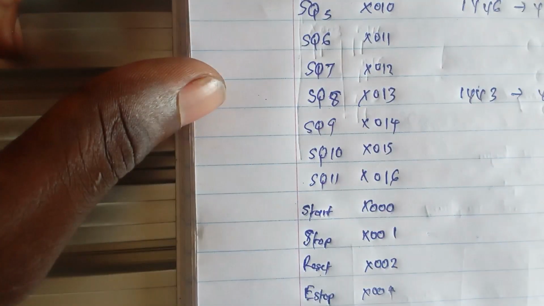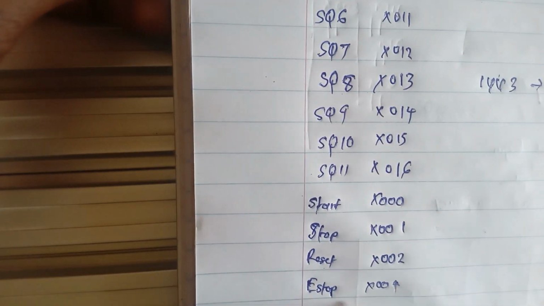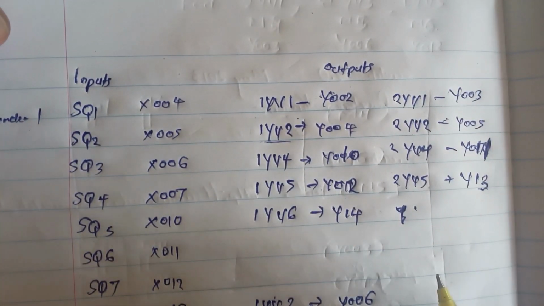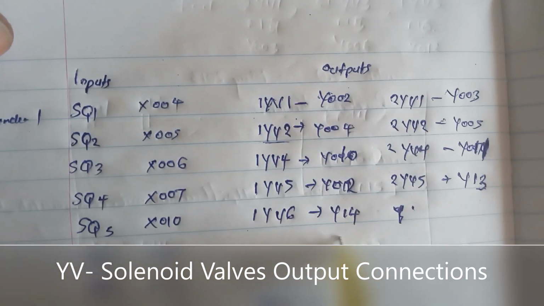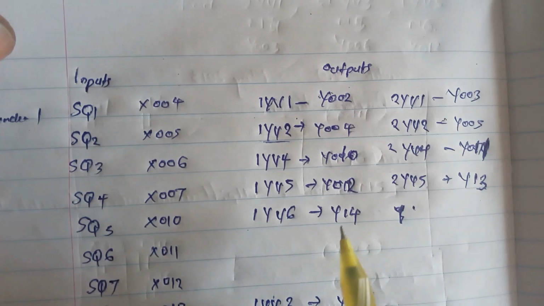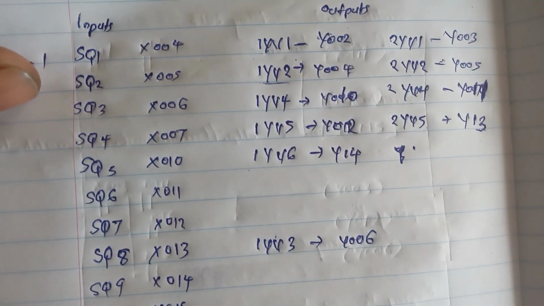stop button, which is connected to X1, and the reset button connected to X2. The e-stop button is connected to X4. For the outputs, we have the YVs representing the solenoid valves, and each solenoid valve is connected to their respective outputs. So without wasting much time, let's get started with the program creation.